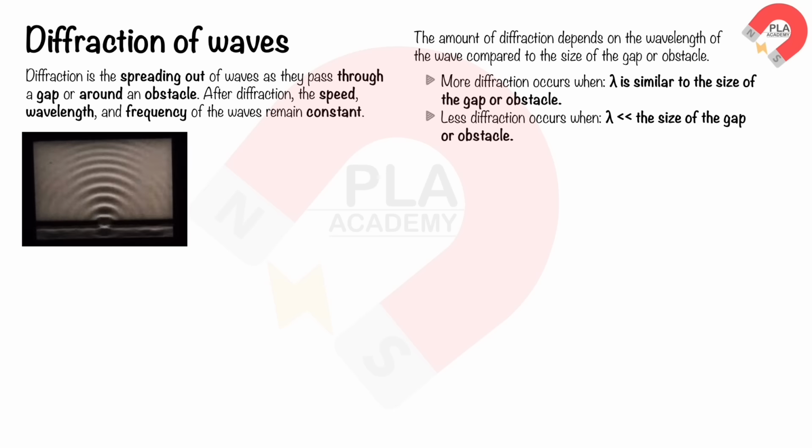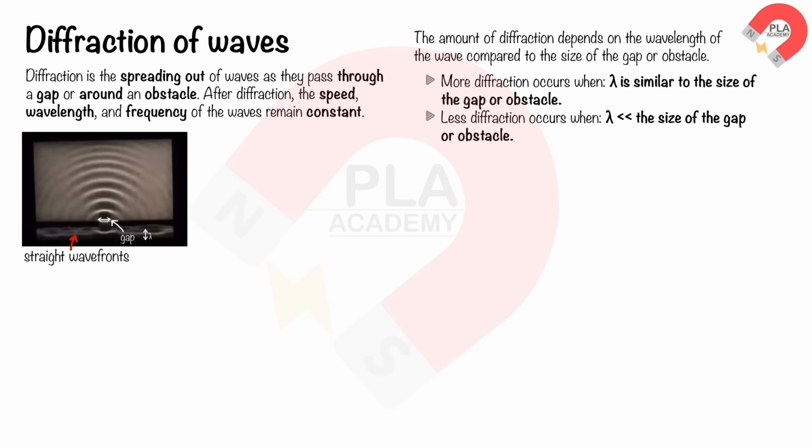Demonstration of wave diffraction using a ripple tank. When the size of the gap is similar to the wavelength, as shown, straight wave fronts pass through the gap. Waves spread out more, causing the straight wave fronts to become curved. The space between each wave front is equal, which shows that the wavelength remains constant.